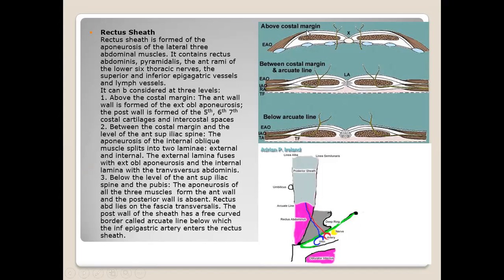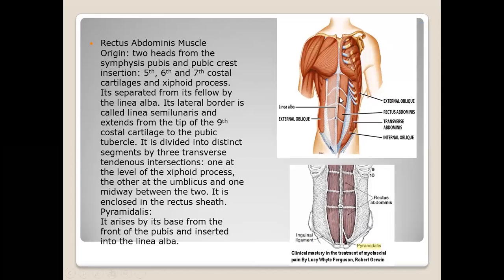So this is the rectus sheath. In the upper part, we have the external oblique only, and the posterior wall is formed by the cartilages and the ribs. In the middle part, both the anterior wall and posterior wall are formed by the rectus sheath, and in the lower part, all the three muscles form only the anterior part and the posterior wall is deficient. This is how the rectus sheath is formed, which is covering the muscle called the rectus abdominis. So here is the rectus sheath covering the rectus abdominis muscle.